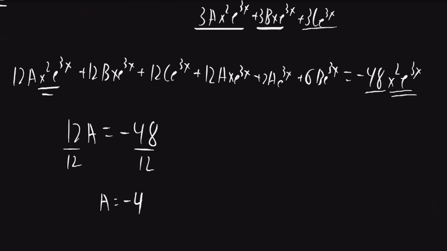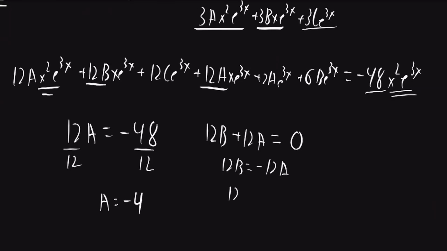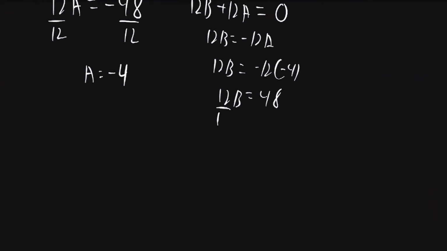Now I can compare coefficients for xe to the 3x. We have a 12b and a 12a. And on the right, there is no xe to the 3x term, so that'll just be 0. So we'll find that 12b is equal to negative 12a. So 12b will be equal to negative 12 times negative 4, which is 48. So 12b is equal to 48. We can divide 12 to both sides, and we'll find that b is equal to positive 4.